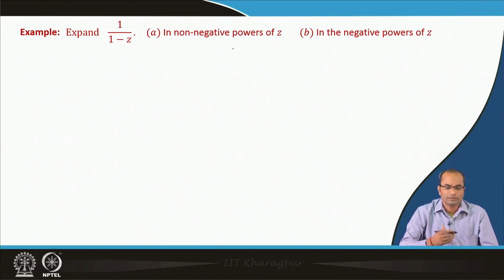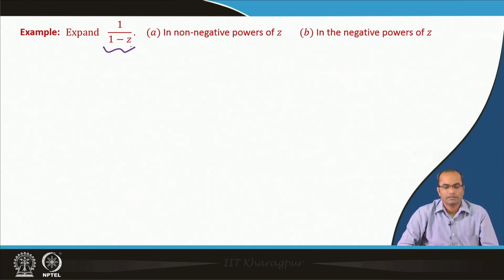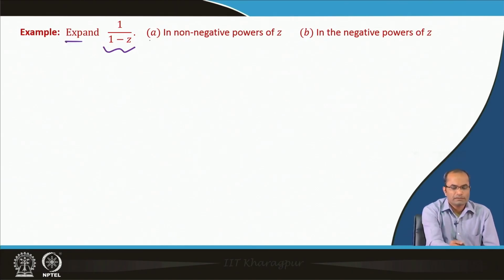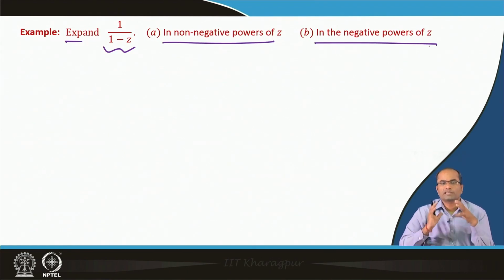So, there are ways in which many functions can be treated using the expansion of this very fundamental function 1 over 1 minus z, which we have already observed in the Taylor series. First we will see how to expand in non-negative powers of z and in negative powers of z. These two extreme expansions we will see for this function, and then various combinations we can observe for many other functions with the help of this example.